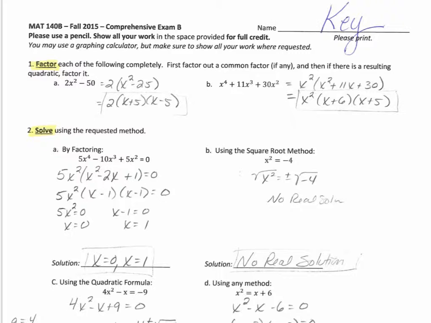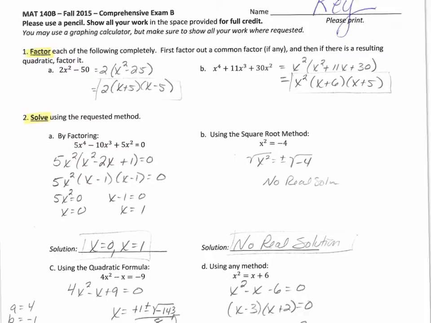For part B, use the square root method. It's already equal to x squared, so you take the square root of both sides, plus or minus on the right. When you do that, you get this negative number inside, and because that's a negative number, we do not have a real solution, so you say no real solutions.